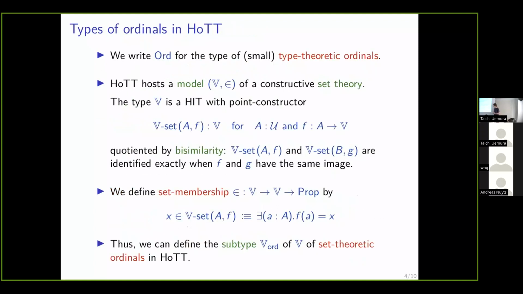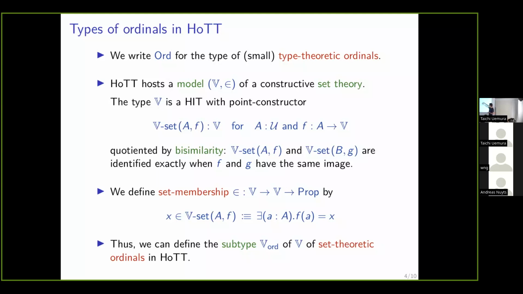Once we have that, we collect them all up into a type. We write Ord for the type of small, say for some fixed universe, type theoretic ordinals. The next thing I would like to do, because I would like to relate the two approaches, is to have the set theoretic ordinals inside HoTT. Luckily, in another chapter of the HoTT book, there's this model V, the cumulative hierarchy, and it's a model of some constructive set theory.